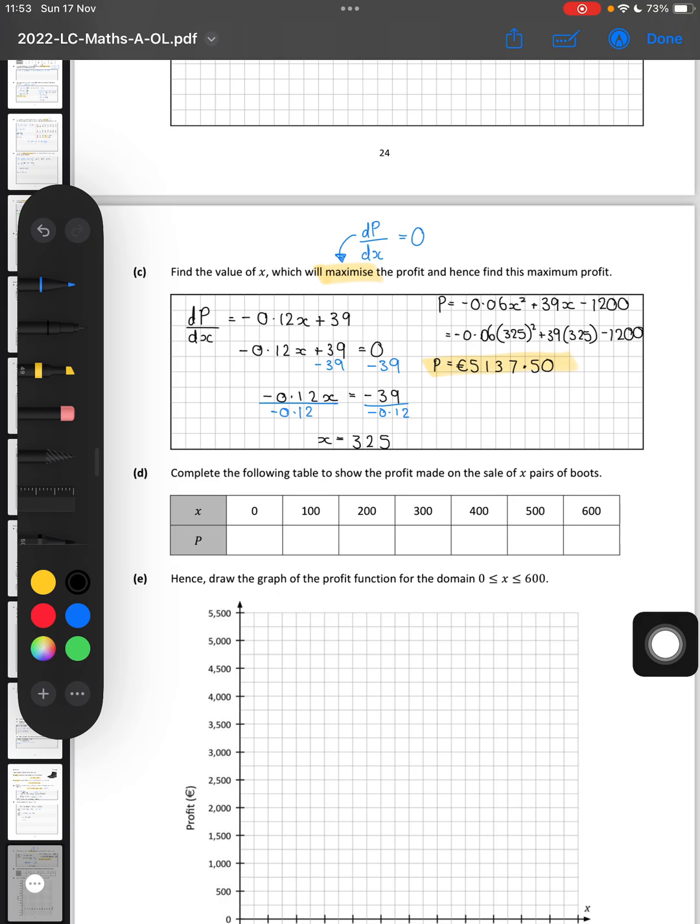I'm going to do that in my calculator in a table by pressing mode, clicking 3 for table. And then for f of x, I'm going to type in my function for the profit. So minus 0.06. Then I'm pressing alpha and the close bracket to get the x to be pressed and squared. Then I have a plus 39 by x and then minus 1,200. I don't have a function for g of x, so I'm just going to press equals to pass that.